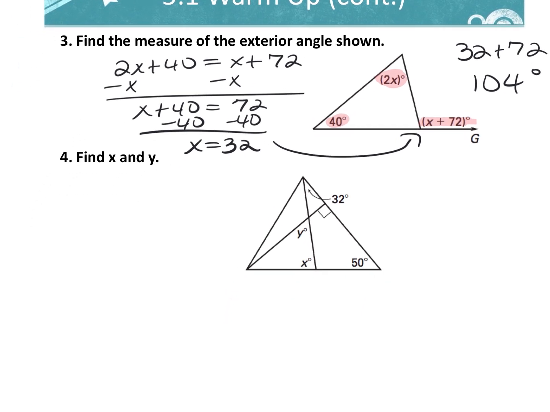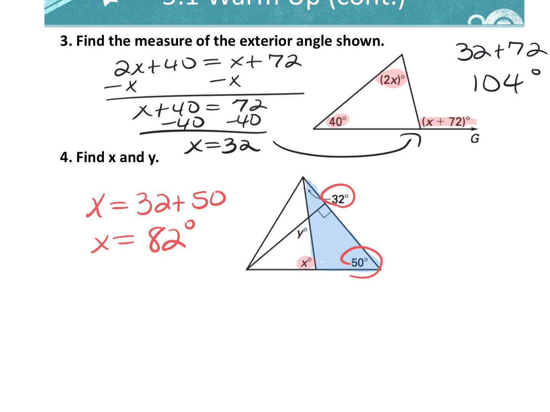So in order to find x, I'm going to first focus on this triangle right here, because I got a whole bunch of triangles in this picture. And now in order to find x, I can use what I just did above in number 3. I'm going to use that exterior angle theorem. And I know that x, that exterior angle, is equal to adding the two non-adjacent remote interior angles. So all I have to do is x is equal to 32 plus 50. And that gives me 82 for angle x.